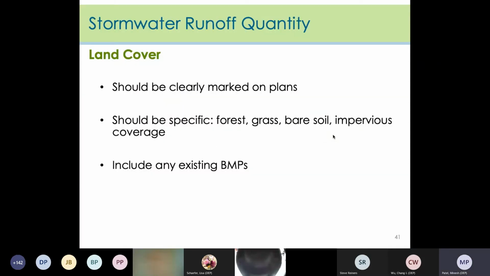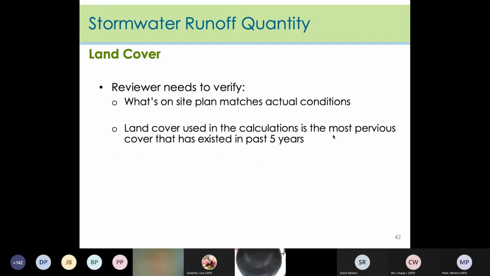The reviewer should be checking land cover next. Land cover should be clearly marked on the plans and be specific to what the land actually is. It should also include any existing BMPs that were on site. The reviewer must verify that the plans and cover descriptions in the report match what is actually on the site. Aerial photos can be used to make sure the most pervious cover that existed in the past 5 years has been used in the calculations. Again, it may be necessary for the reviewer to verify land cover conditions in person to make sure that they have been accurately described.